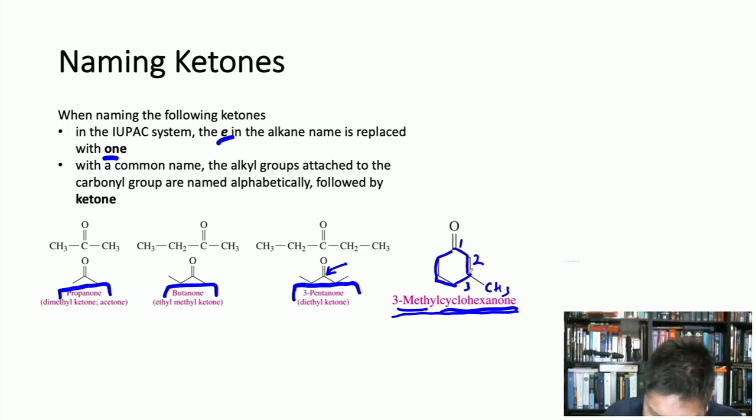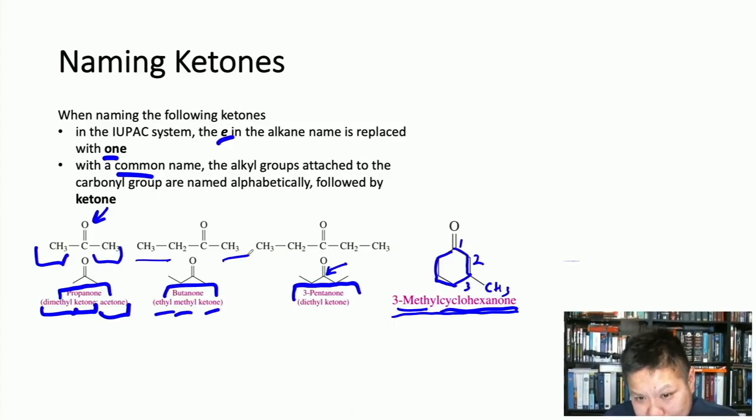We can also do the common names. So here we have dimethyl ketone, also known as acetone. That's what we use to clean nail polish off our fingernails. Dimethyl, because there are 2 methyls, and then there's a ketone in the middle. This is pretty simple. Ethyl methyl ketone: ethyl there, methyl there, ketone in the middle. And then this one is diethyl ketone, 2 ethyl groups on either side of the ketone. So naming ketones is pretty simple.